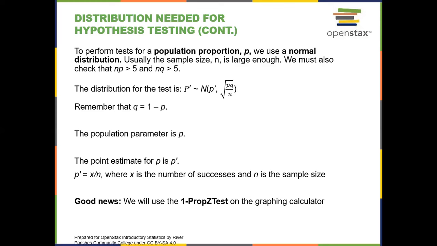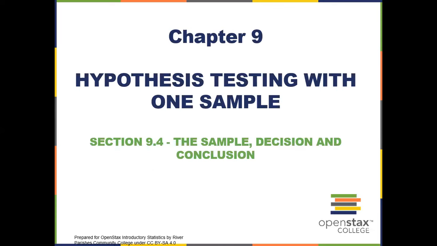The population parameter is p, the population proportion. The point estimate for p is p hat or p prime. p prime is given as x over n, where x is the number of successes and n is the total sample size. We will use the 1-PropZTest on our calculator.